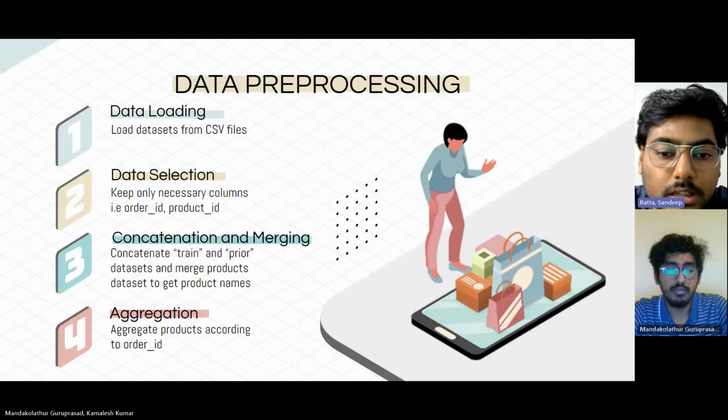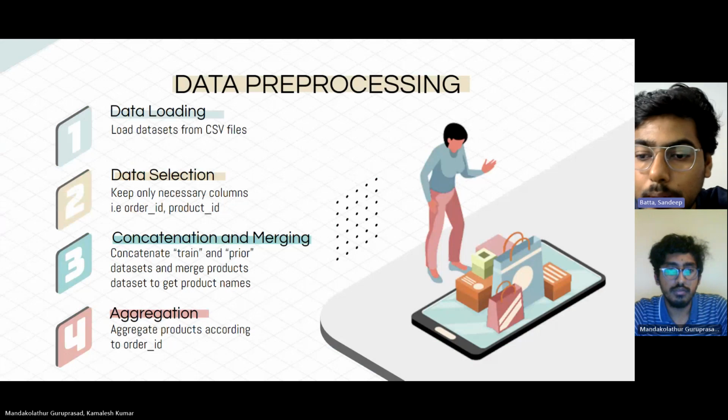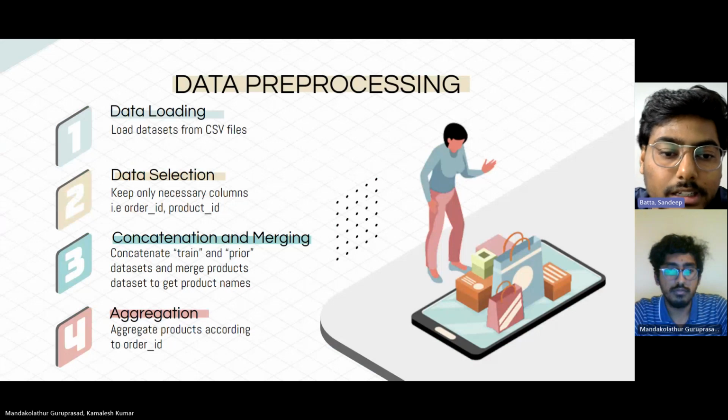Another step is concatenating. The data set which we got contains two main sets. One is a training data set and the other is a prior data set, which is the user's previous orders data set. So in our case, it makes sense to concatenate both those data sets. That's why we have concatenated, and we have merged that data set with the products in order to get the product names.